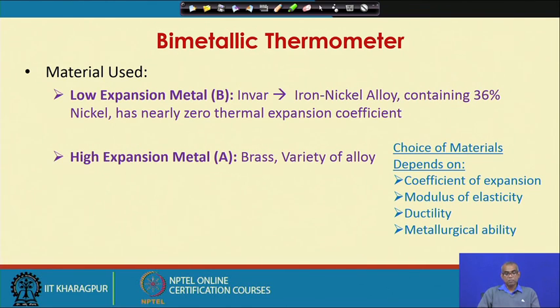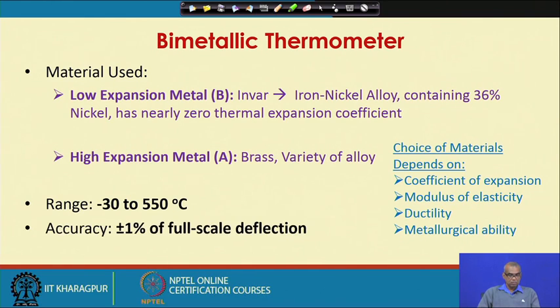The high expansion metal is normally chosen as brass and a variety of alloys. Typical range of a bimetallic thermometer is -30 to 550 degrees Celsius. The accuracy is plus minus 1% of full scale deflection. So, these are indicative range and accuracy.